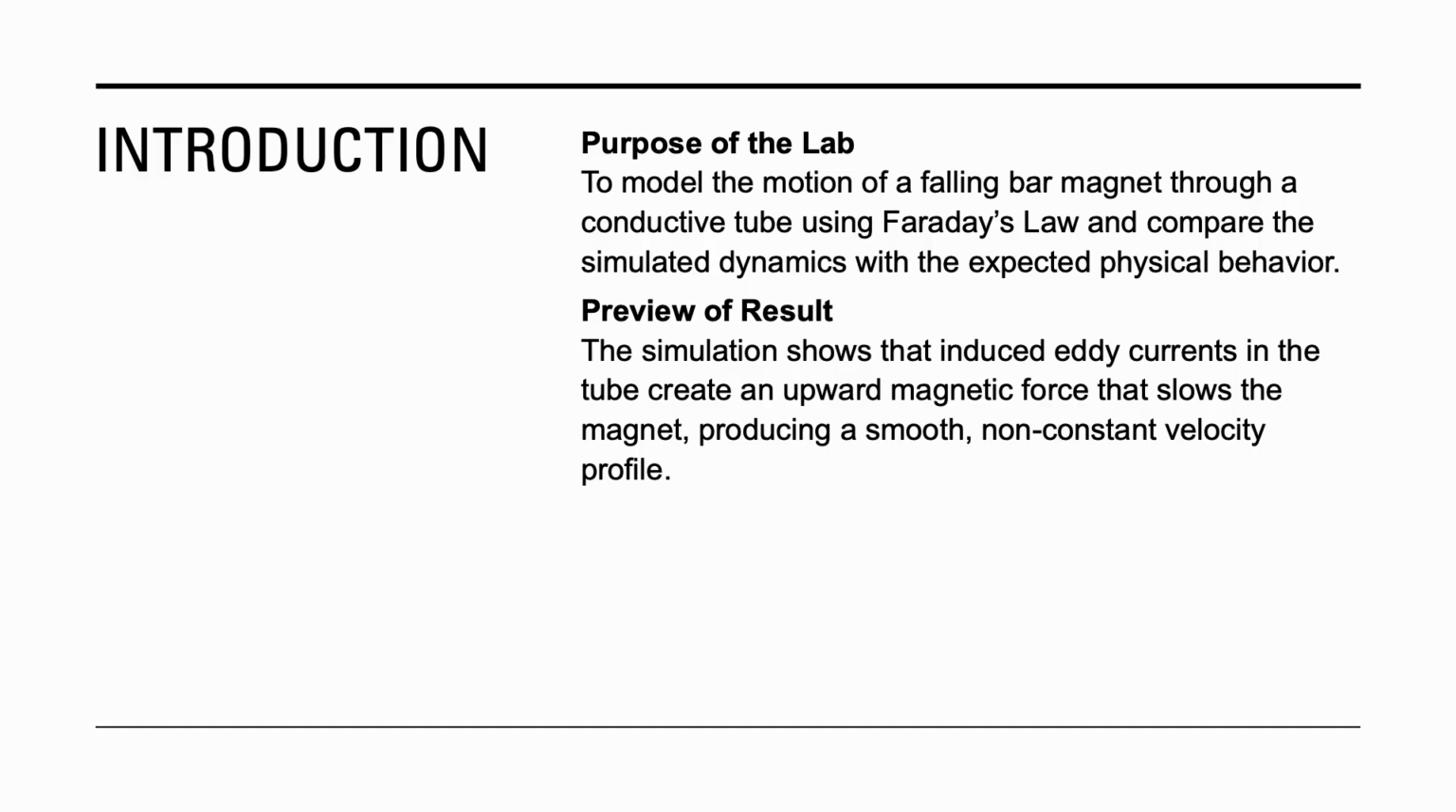The purpose of this lab is to model how a bar magnet interacts with a conductive tube as it falls and to use Faraday's law to explain why the magnet slows down. Instead of collecting new experimental data, we used the model to replicate the well-known magnetic braking effect. The main result is that induced currents inside the tube create a magnetic force that opposes the magnet's motion, causing a dramatic decrease in the falling speed compared to free fall.